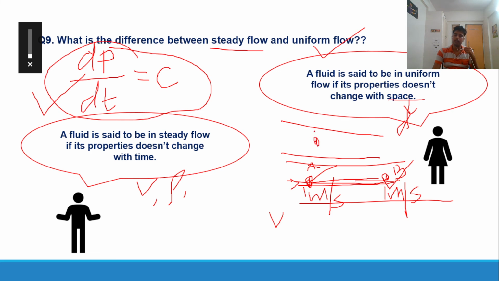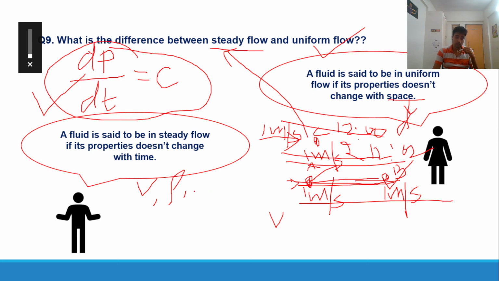Let us suppose a point C here. Water is flowing at 1 meter per second. Okay, we measure at 12 o'clock, the velocity is 1 meter per second, and after 2 minutes at 12:02 we again measure the velocity, again it is found to be 1 meter per second. So what do we see here? We see that velocity is not changing with time, so this flow can be called steady flow.